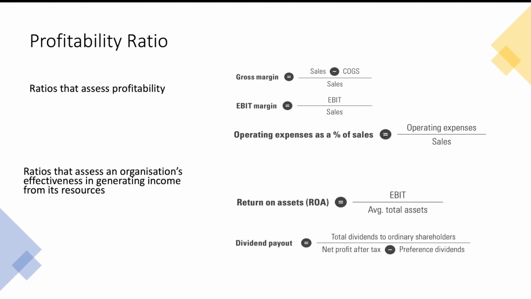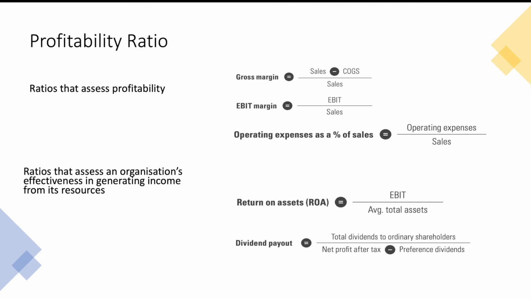The second is dividend payout. This is the dividend payout ratio to the shareholders. How are we going to calculate it? Total dividends to ordinary shareholders. We subtract the preference dividends, because the preference dividend is a different thing. So net profit after tax is divided into the dividend to the shareholders, except preference shareholders. That is the dividend payout ratio.